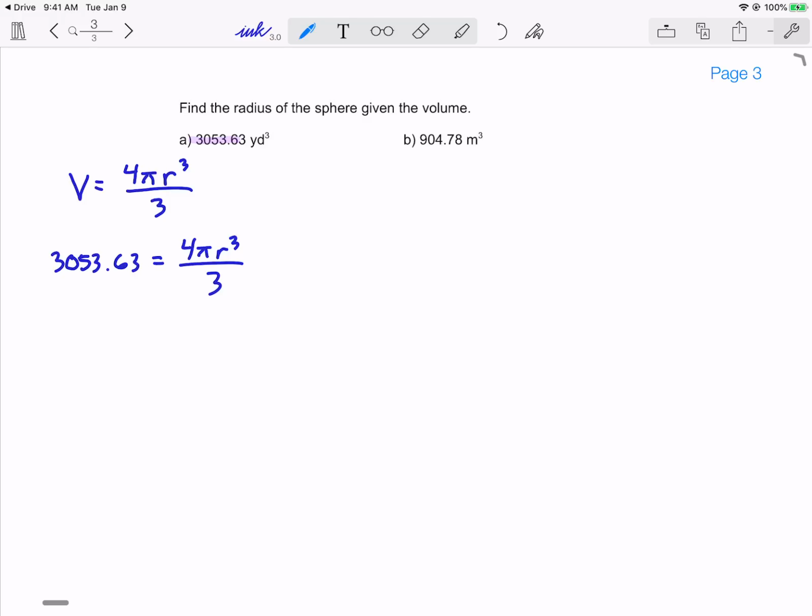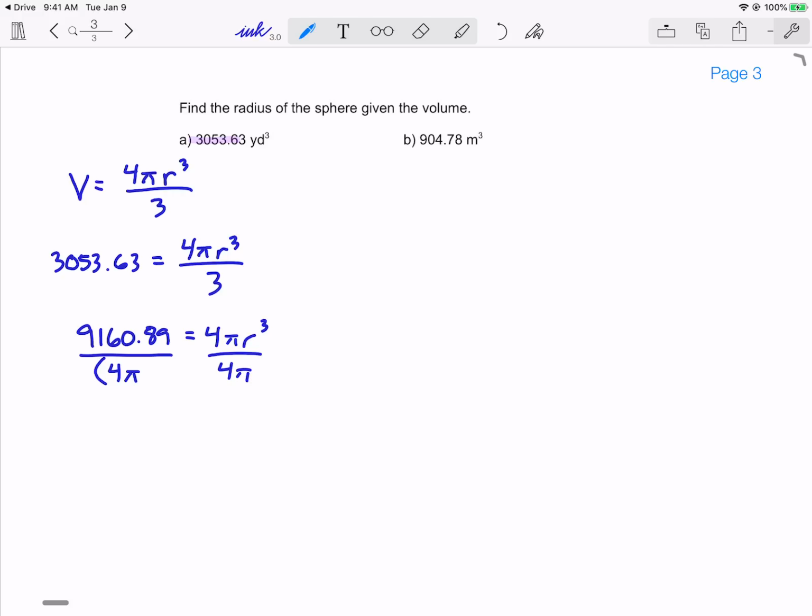So then I'm going to multiply both sides by 3. So I do 3,053.63 times 3 in my calculator, and I get 9,160.89, and that equals 4 pi r cubed. Now I'm going to divide that result by the 4, because I want to get rid of the 4, but I'm also going to divide it by pi. So I'm going to divide both sides by 4 pi.